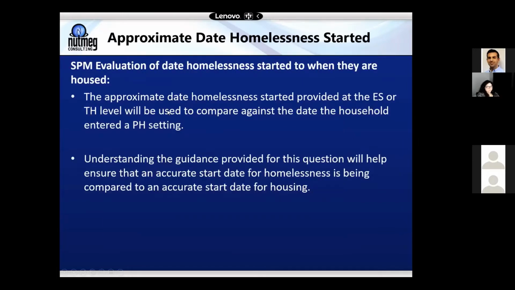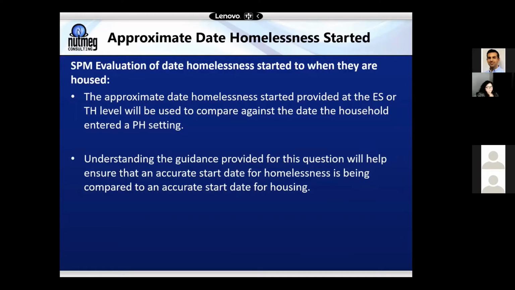So again, the SPM evaluates the date homelessness started to when they are housed. The approximate date homelessness started is provided at the emergency shelter or transitional housing level. This will be used to compare against the date of entering into permanent housing. So for example, if the client was in an emergency shelter, they had a homeless start date of 1/1, let's say 2021, and then they enrolled in a permanent housing setting with a housing move-in date, not the program enrollment start date, but a housing move-in date of 1/1/2022. Well, now you have a client whose total number of homeless days would be 365 days. So that's how the report looks at it.